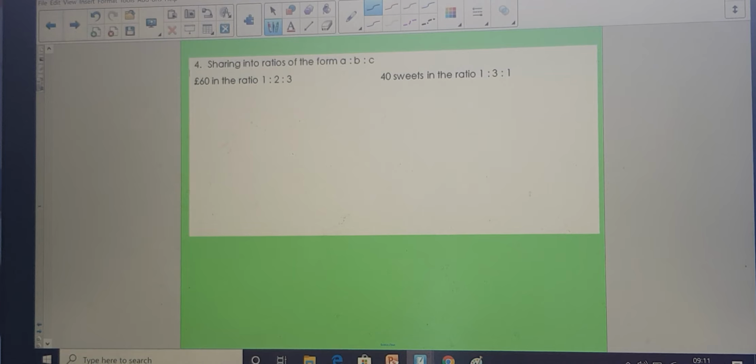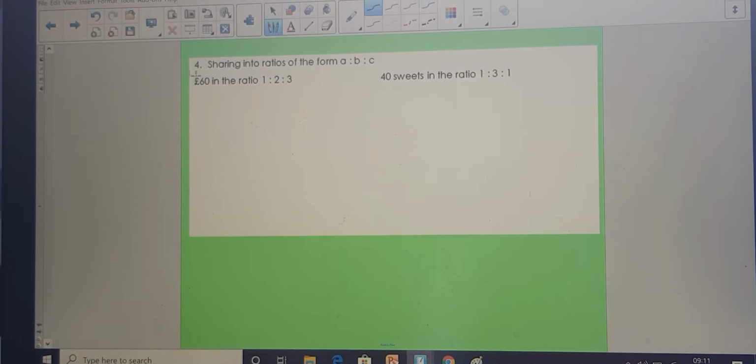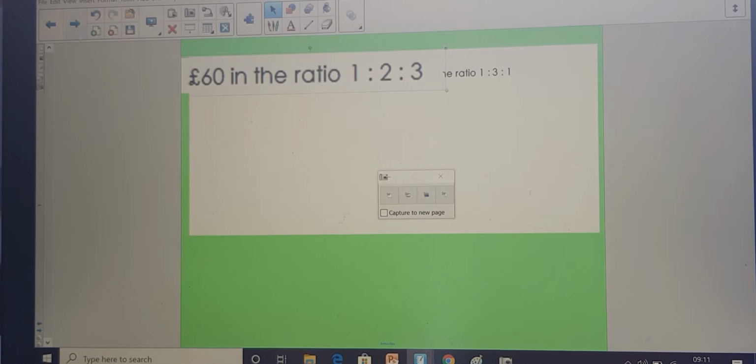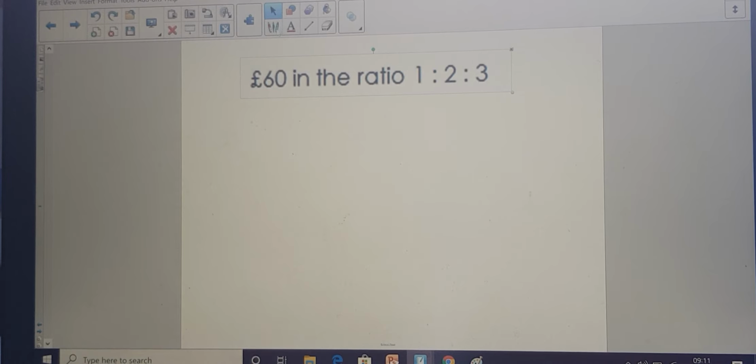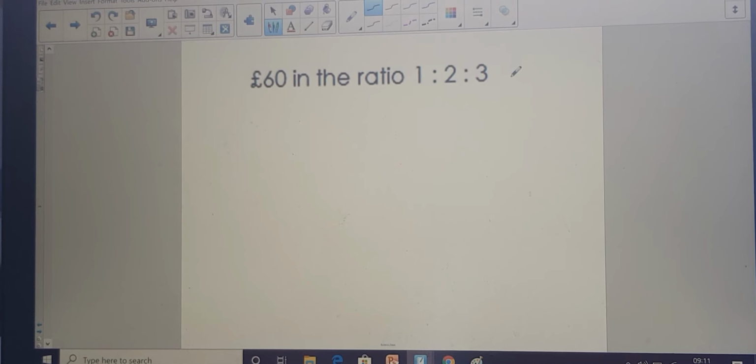Now, you might get ratios like this one here, where it might say, I want you to share, and these are the key words. It will say share or divide into. So if I asked you to divide £60 in the ratio of 1 to 2 to 3. Well, now, even though there's 3 parts, or there's 3 bits to it, I should say, 1 to 2 to 3, the exact same process is going to apply.